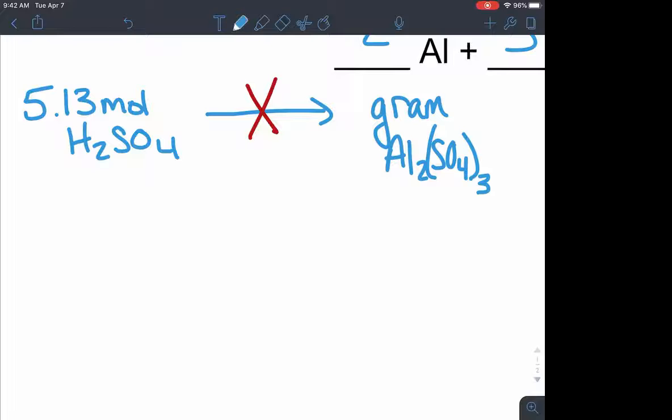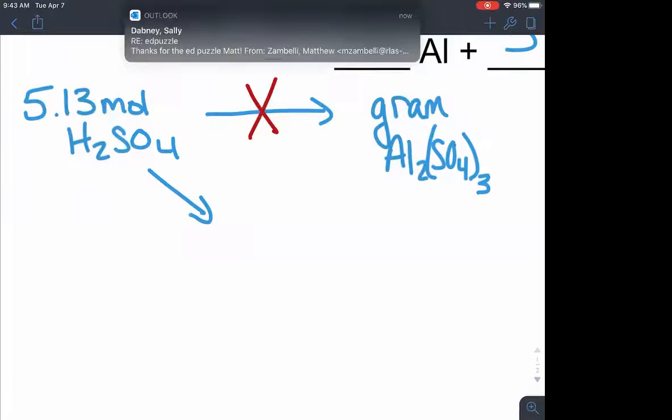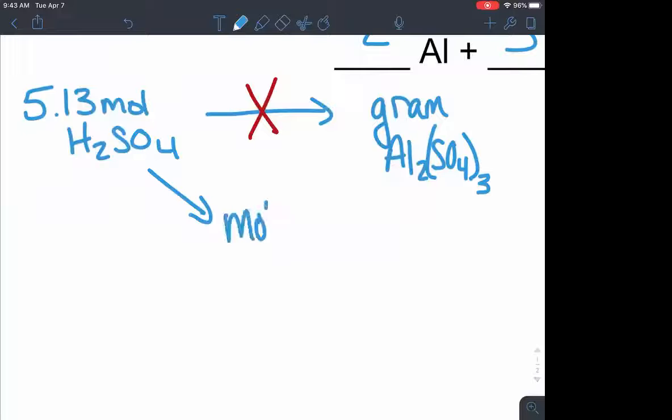So what are we going to do instead? If we're not going to go to grams of something, we're going to go to what? Moles. We're going to go to moles of something. So could we convert to moles of Al2(SO4)3? Perfect. Because that's molar mass. Now, if we get to moles of Al2(SO4)3, what can we do now?